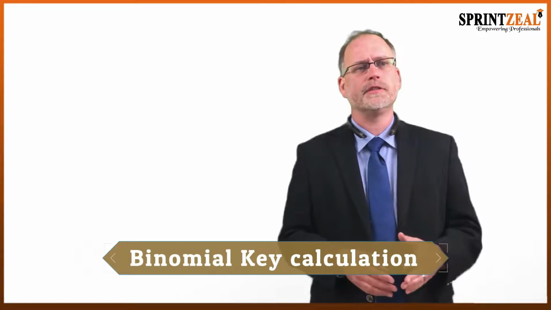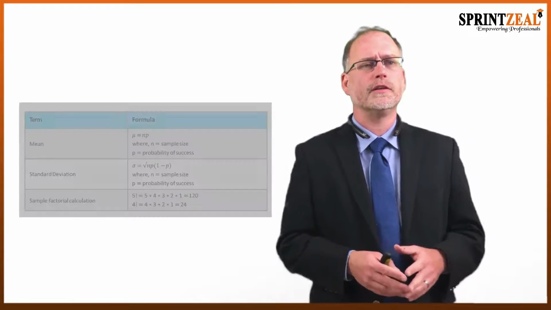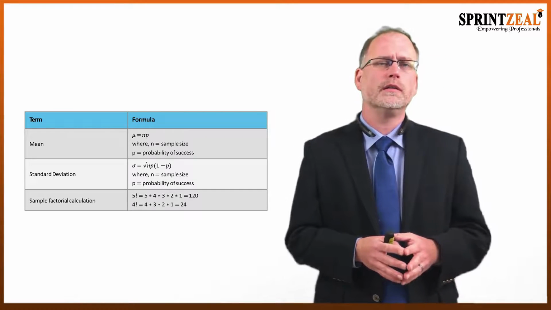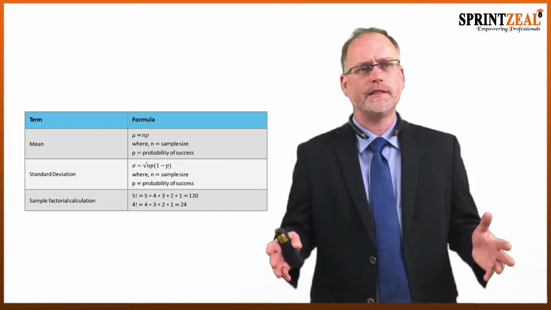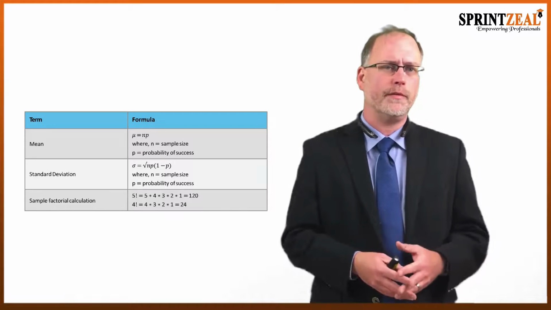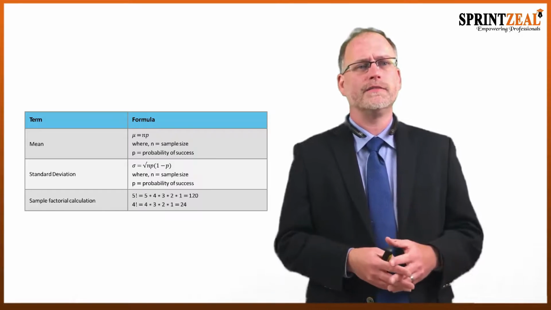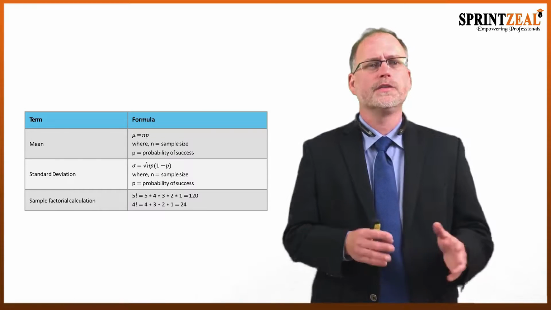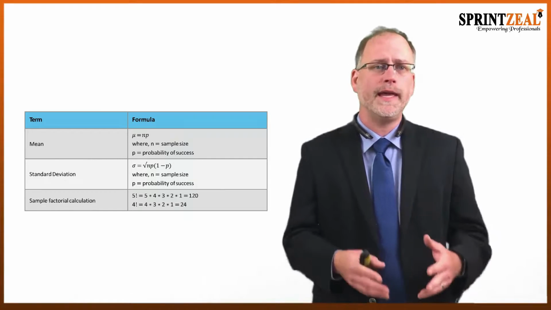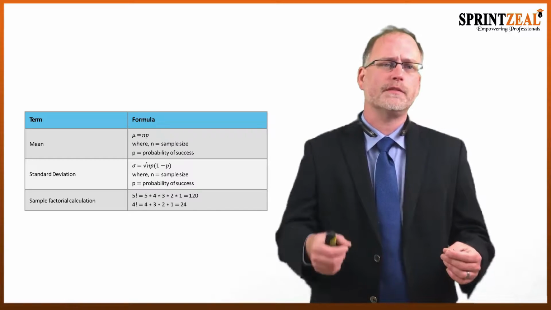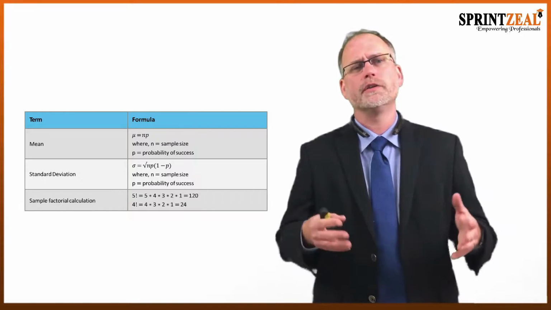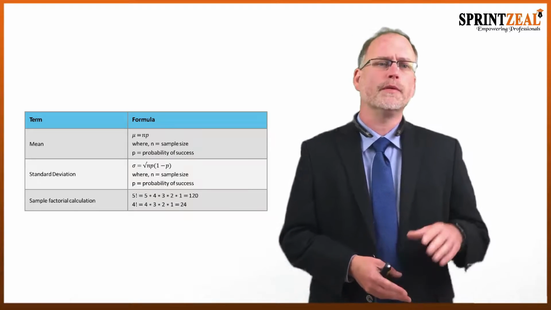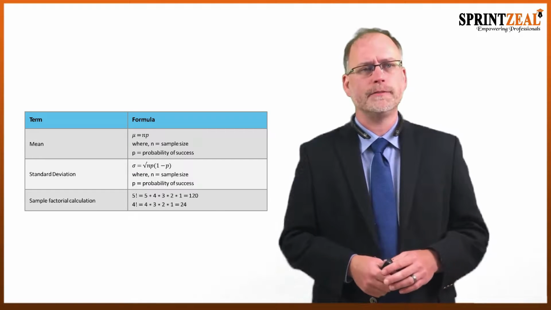Some of the key calculations of binomial distribution begin with the term of mean. Now, to calculate the mean, this is the addition of all of your data sets divided by the total number. Then we have our standard deviation, and then finally our sample factorial calculation. So remember, going back to our example with the playing cards, of 5 times 4 times 3 times 2 times 1, so there were 120 possible combinations, our factorial calculation would be the number 5 with an exclamation point.